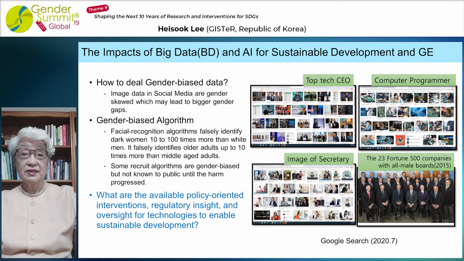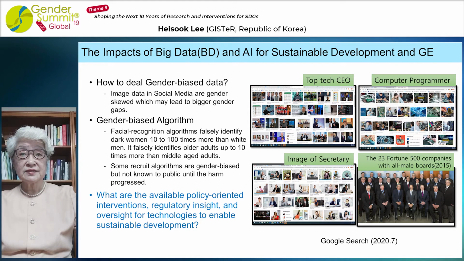The NIST found out that facial recognition algorithms falsely identify dark women 10 to 100 times more than white men. They falsely identify older adults up to 10 times more than middle-aged adults. The agency could not test systems from Amazon, Apple, Facebook, and Google because they did not submit their algorithms. Some recruiter algorithms are gender biased, but not known to the public until much harm has progressed.